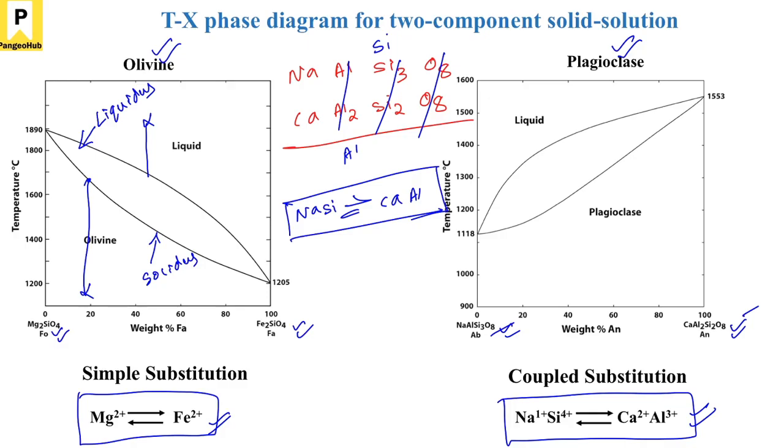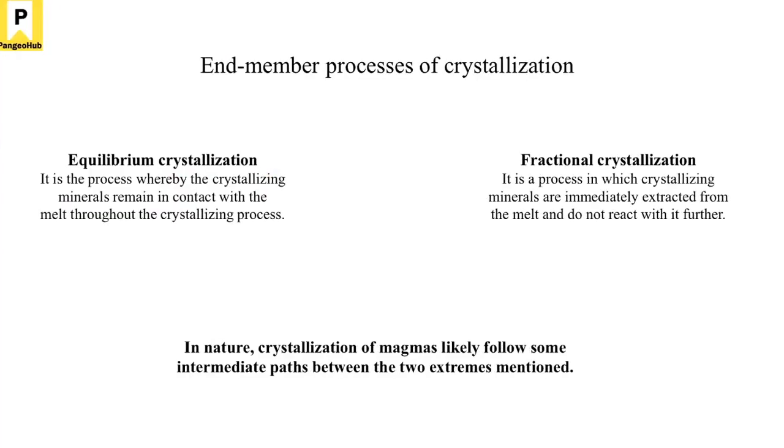Crystallization actually has two end member processes. One is equilibrium crystallization, whereby the crystallizing minerals remain in contact with the melt throughout the crystallizing process. It means whatever melt the crystals are forming from remains in the system throughout and is not removed from the system, so it is always allowed to react with the melt. Whereas fractional crystallization is a process where the crystallizing mineral is immediately extracted from the melt, such that it is not allowed to react with the melt further. So you are separating out the crystals from the melt and not allowing the reaction to take place.